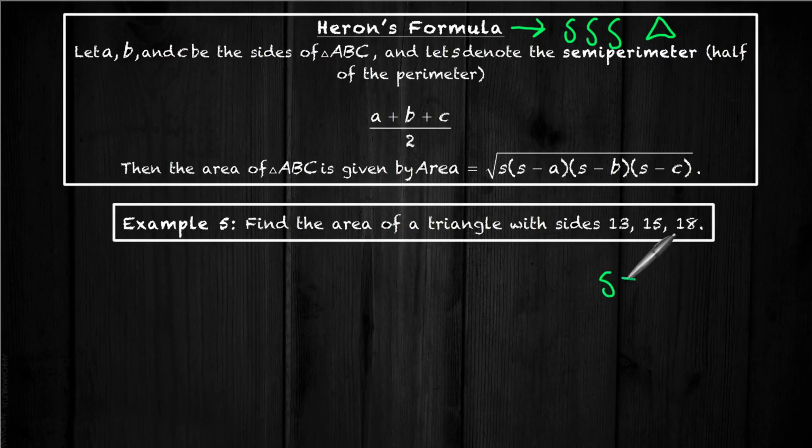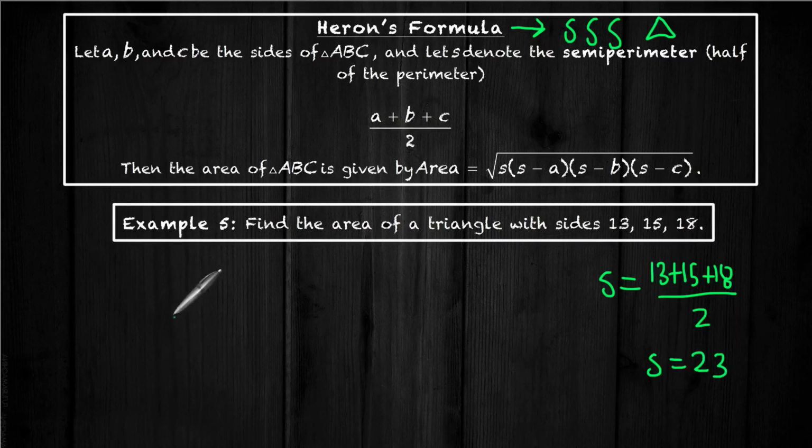So S in our problem is going to be 13 plus 15 plus 18 divided by 2. So 13 and 15 is 28, and 28 plus 18 is 46 divided by 2. So our semi-perimeter is 23. So now we're going to use our formula. So the area is equal to the square root. Now, don't forget this S in front here. It's easy to forget that.